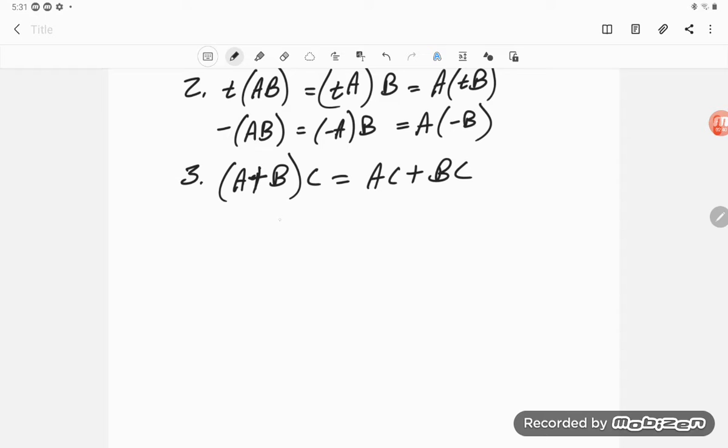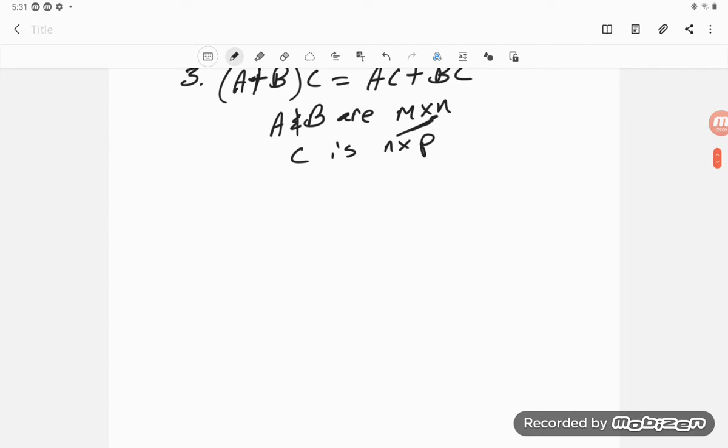Now, what they mention in the book is, A and B are m by n, C is n by p. So notice the n's match up there, and so we could do that matrix multiplication, and since A and B are both m by n, we can add them. So you have to make sure dimensions are the same.